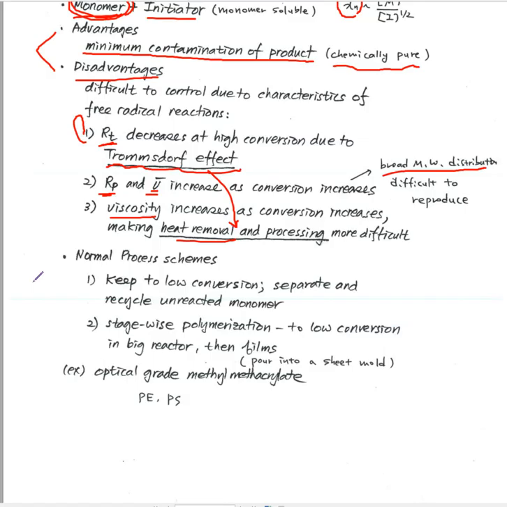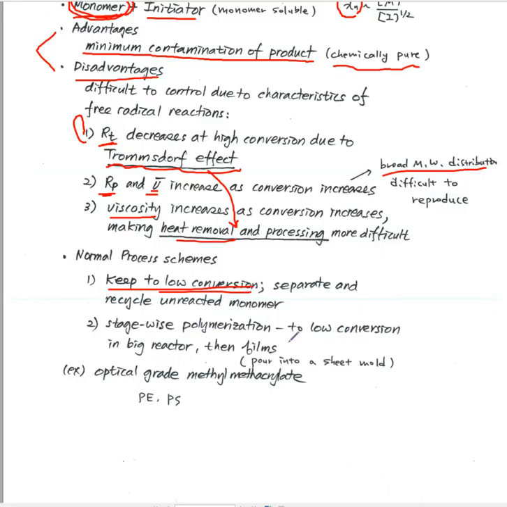So if you want to make polymers using bulk polymerization, what you can do is keep it to low conversion, because high conversion could make some problems, right? Just keep it at low conversion, stop the reaction, and do it again.